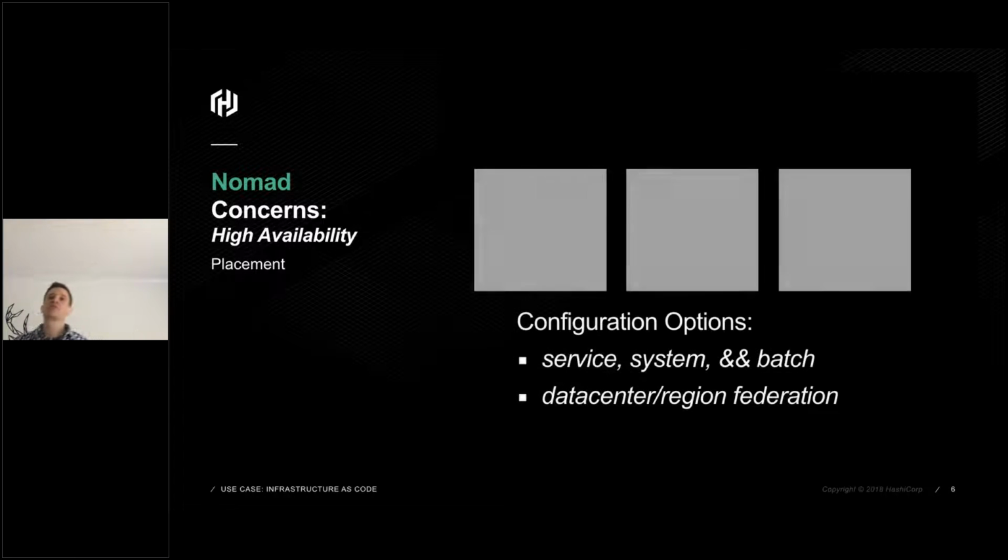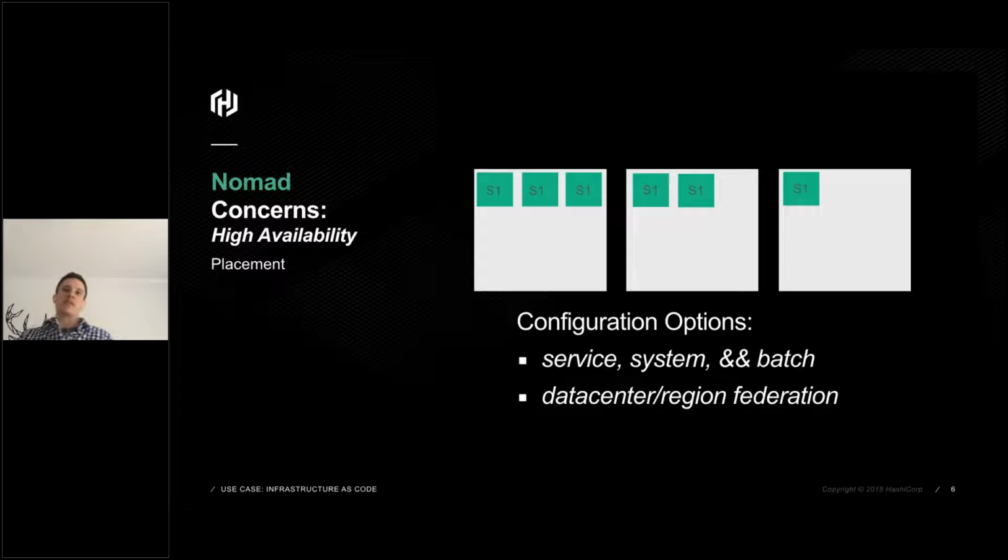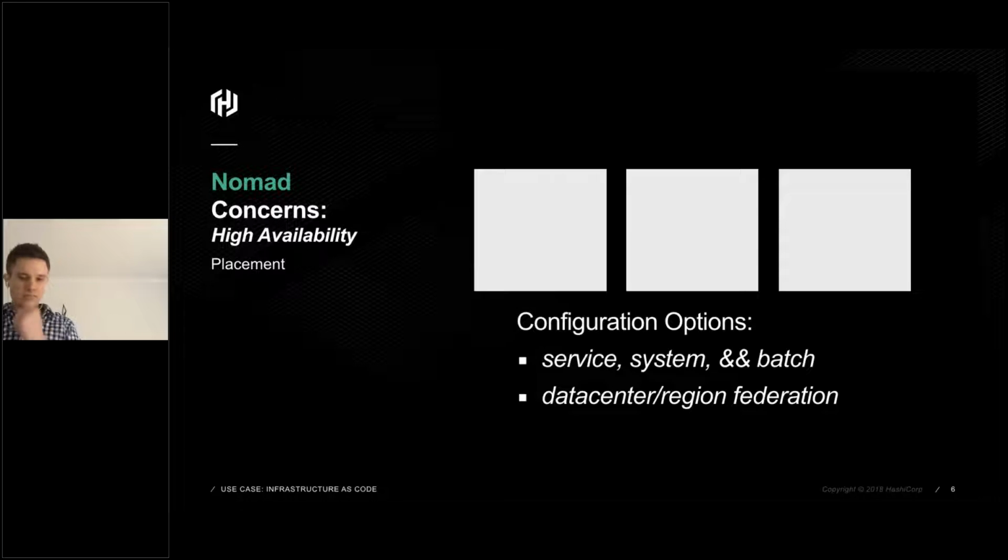And Nomad actually also provides configuration options. It's got the service type, where it just finds any service that it wants to throw out. It's got the system type, where it deploys the exact same service across everything that's available, all the clients that are available. And then that last one we just saw is the batch, where it finds a place to run some job ephemerally and then kills it afterwards.